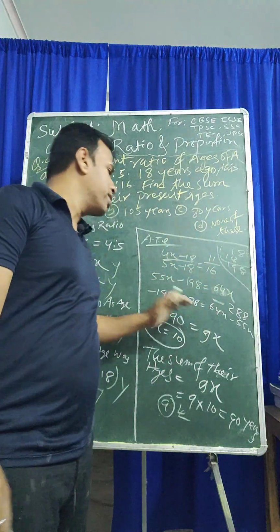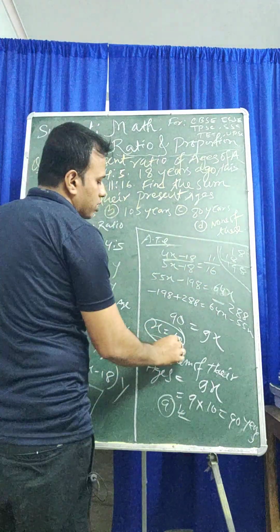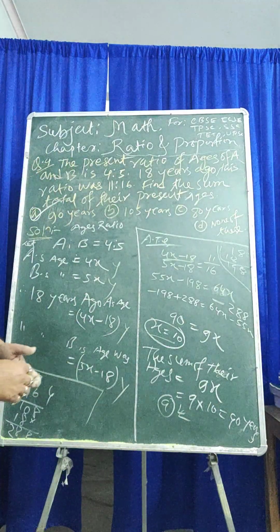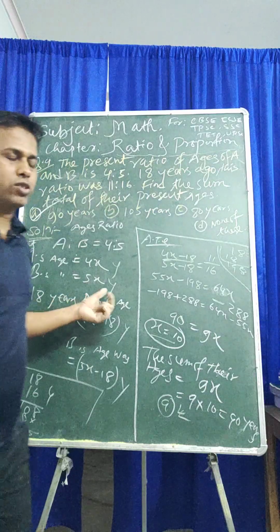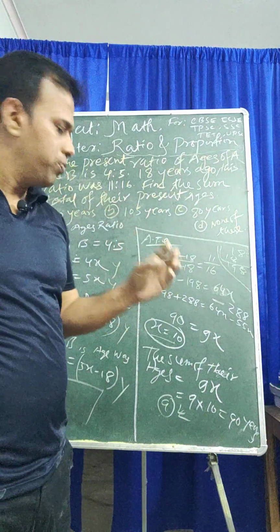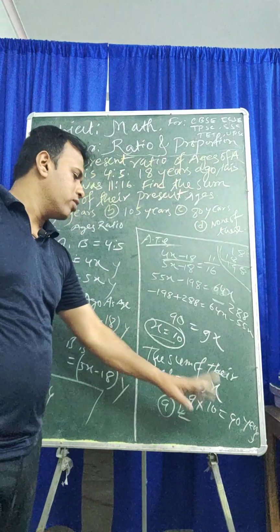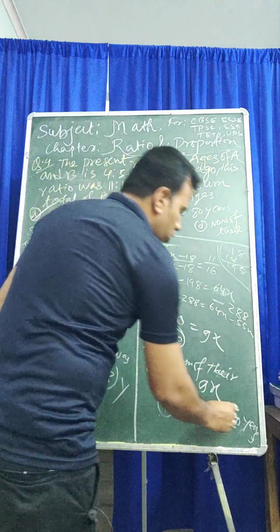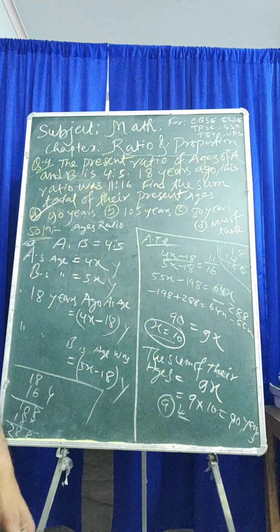From that I simplify, cross multiplied. After cross multiplication, what came? I find out x is 10. Now the sum of their ages at present is what? 4x plus 5x, so 9x is equal to 9 into 10. Since x is 10, I put the x value here, and what comes? 90 years. Okay, so which option is correct here? Option A is the correct answer. Got my point?